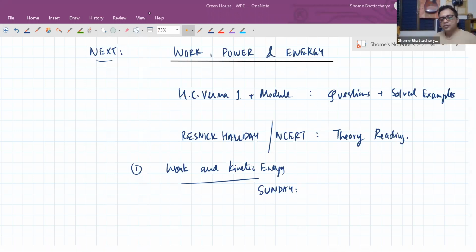Okay. You have some notion of work done from 9-10 that it is force into displacement in the direction of force. So from there only we will continue on Sunday.